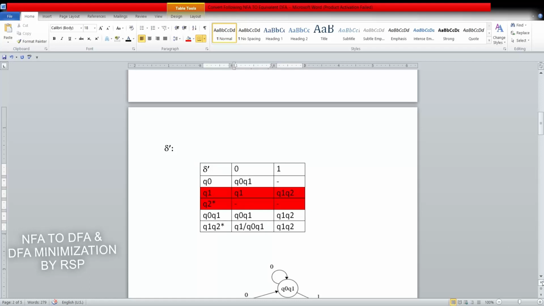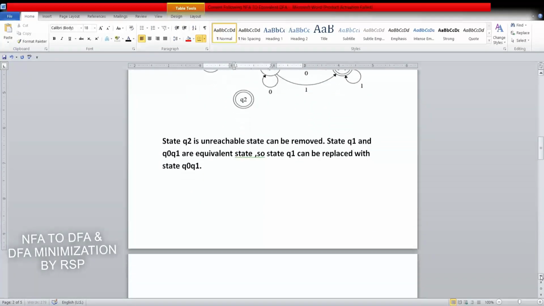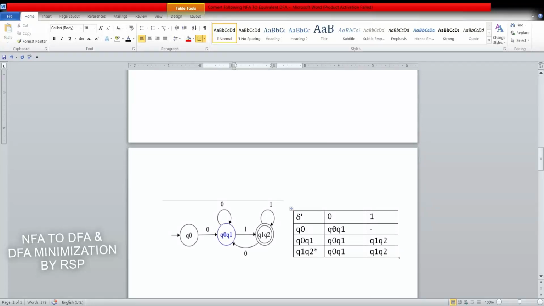Now this is the minimized DFA, and we will see this minimized DFA here. There are only three states, Q0, Q0 Q1 and Q1 Q2, and this is the transition graph. From this minimized DFA you can see it accepts only those strings which start with 0 and end with 1. It cannot accept other strings. For example, if it starts with 1, there is no way to acceptance, and if it ends with 0, it is not accepted. It goes back to Q0 Q1.